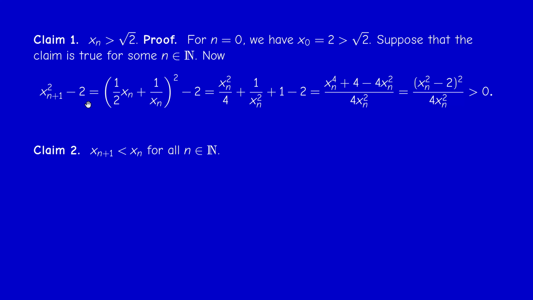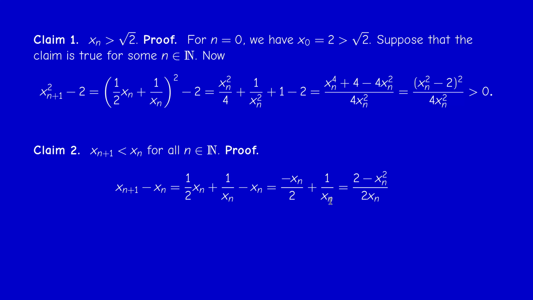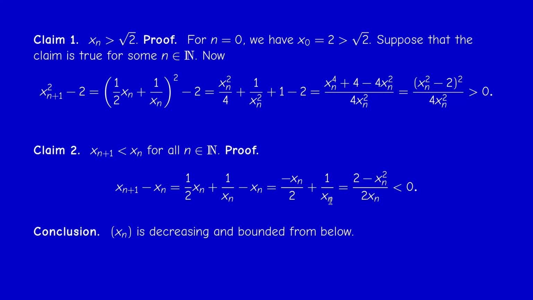To prove that xn is decreasing, it's enough to prove that xn plus 1 is less than xn. You just compute the difference. Replace xn plus 1 by its value, and if you subtract xn, you get minus xn over 2 plus 1 over xn. If you reduce to the same denominator, you get 2 minus xn squared over 2 xn, and this is strictly negative. So I proved that xn is well defined, decreasing, and bigger than radical 2.